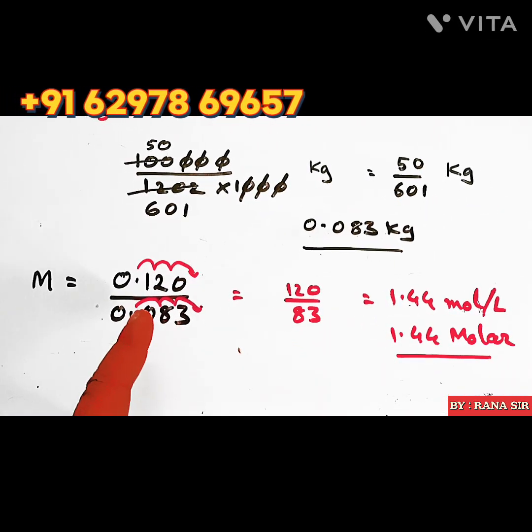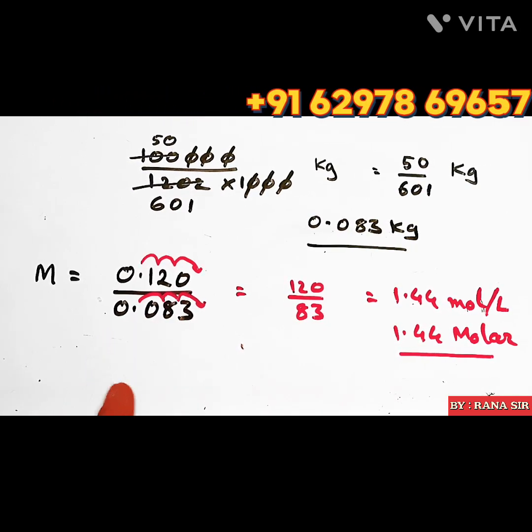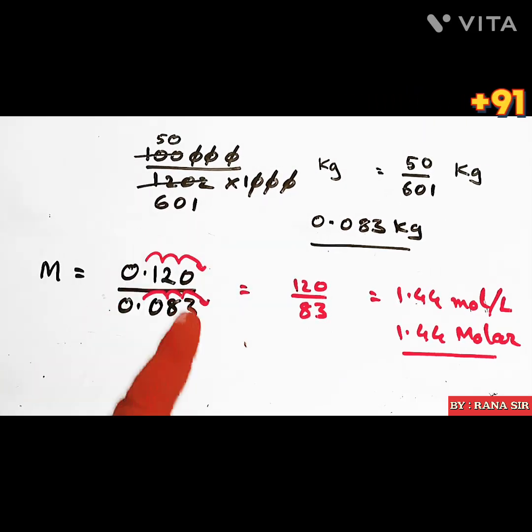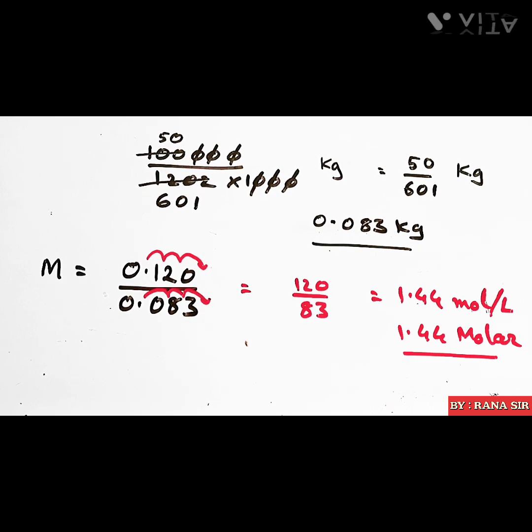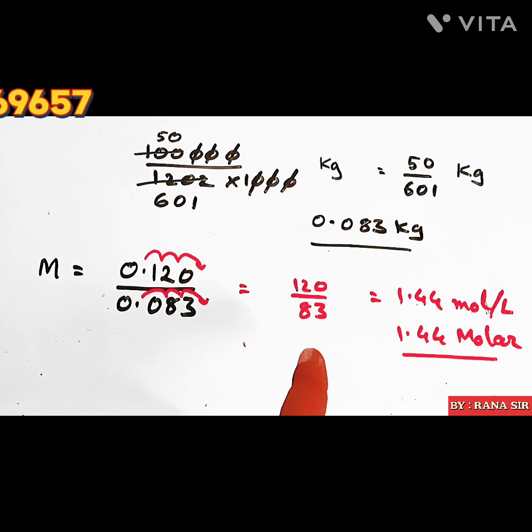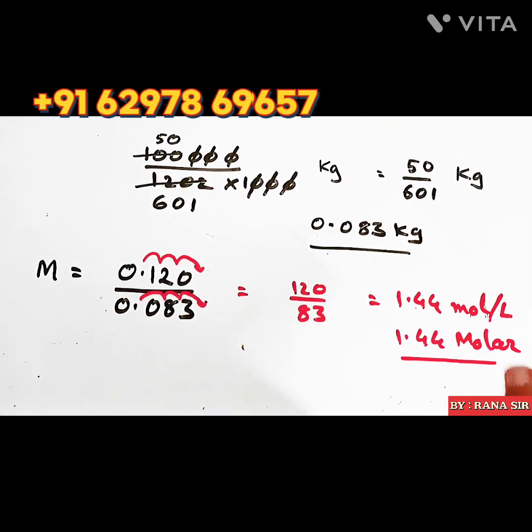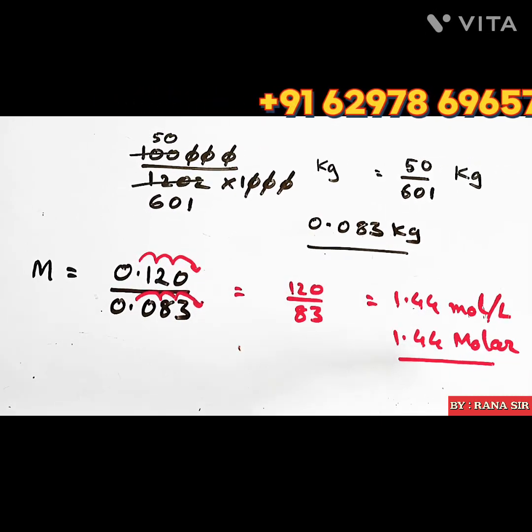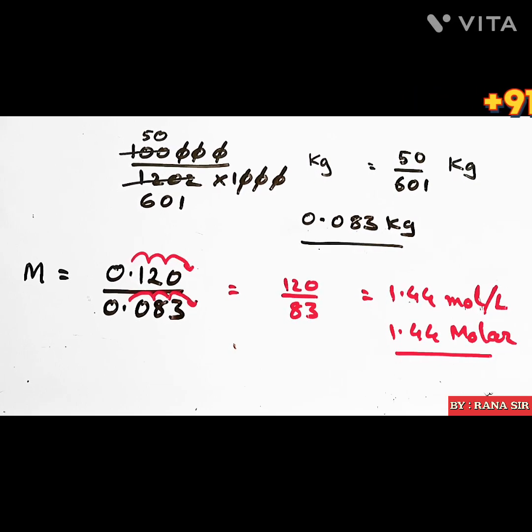Molarity, we have already found the number of moles of solute, that is 0.120. Volume of solution in liters, 0.083. Divide, we shift decimal place 3 places to the right. So 120 by 83, we cannot cut, we have to divide. It becomes 1.44 moles per liter or molar. So you can either write moles per liter or you can write molar.